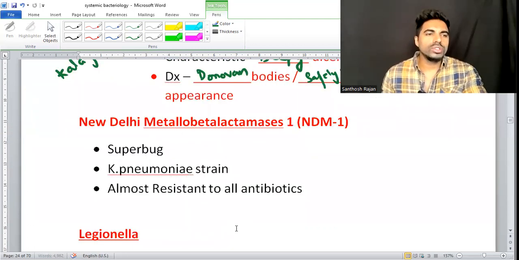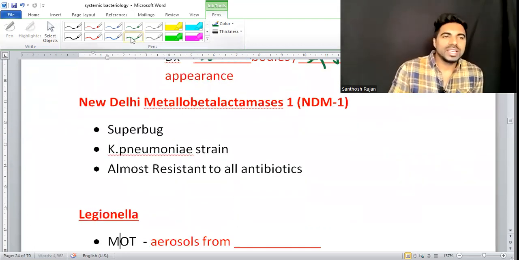In Klebsiella, one more thing is New Delhi metallo-beta-lactamase. New Delhi metallo-beta-lactamase is basically a superbug.